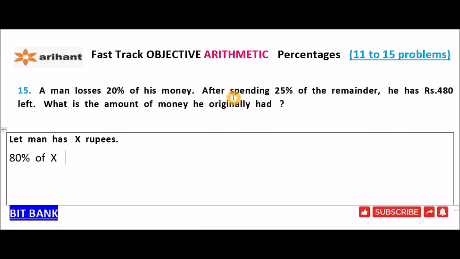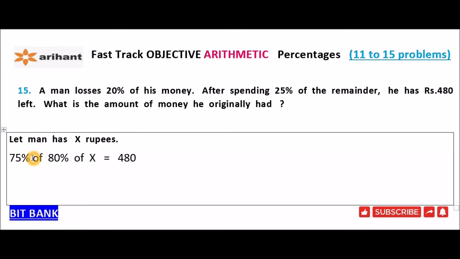Now after spending 25% of the remainder, he has 480 rupees left. 25% of the remainder is spent. That means the remaining part of the remainder is 75%. Out of 100, 25 rupees he spent. Remaining 75 is there. So 75% of the remainder is equal to 75% of 80% of x, which is equal to 480. 75% means 75 by 100 into 80 by 100 into x is equal to 480.